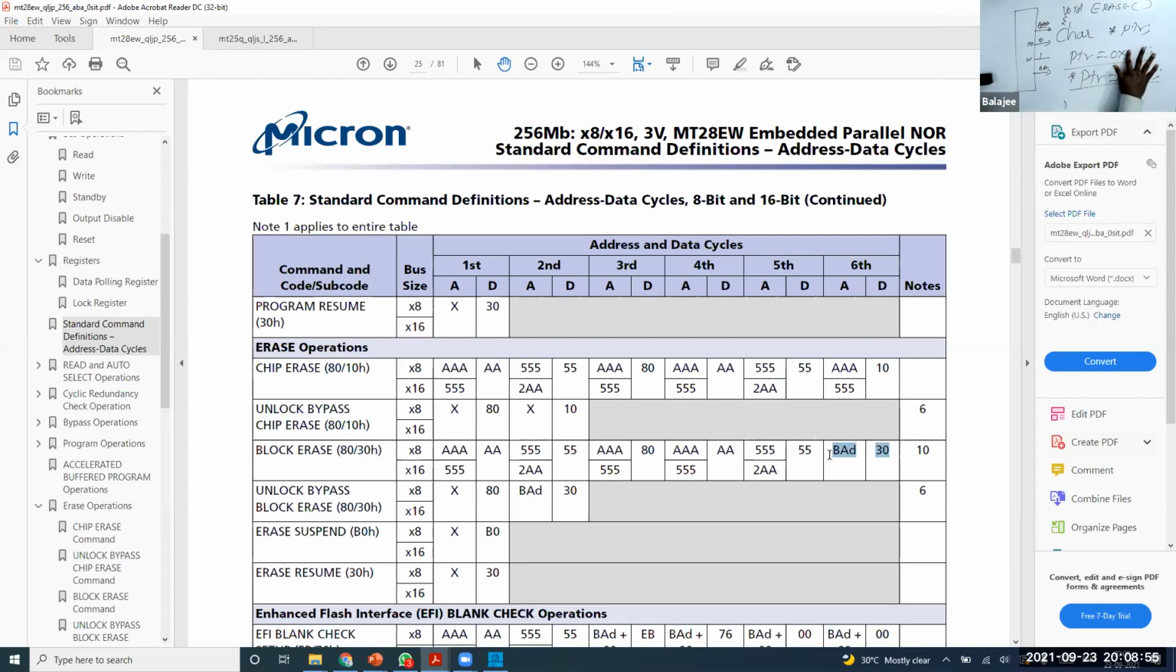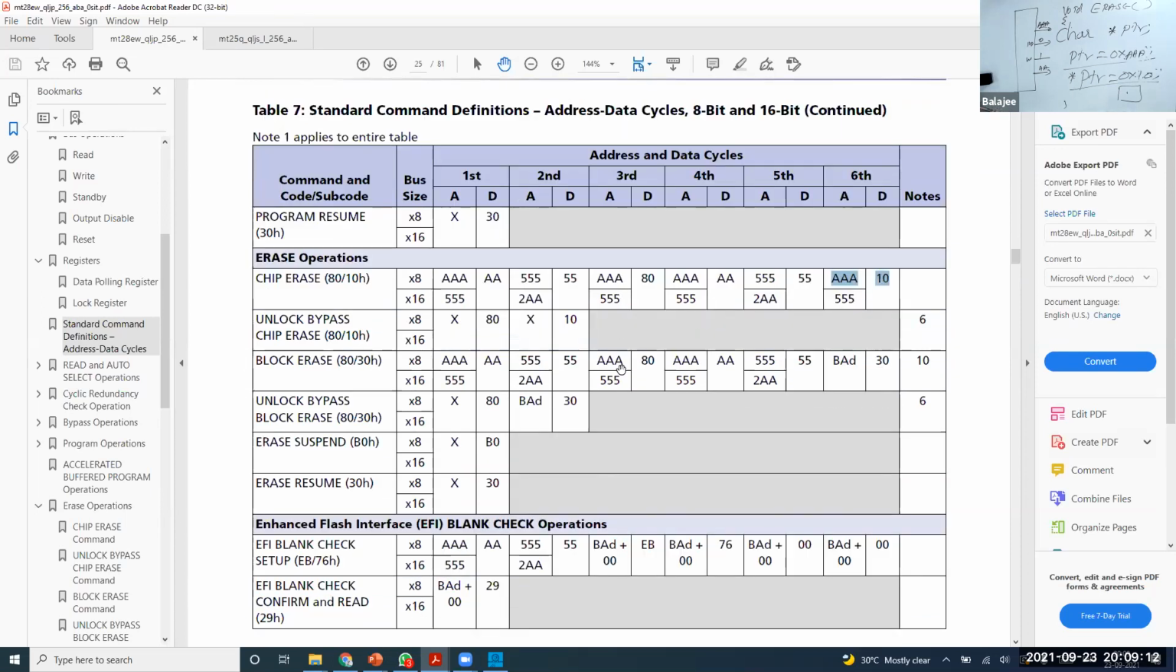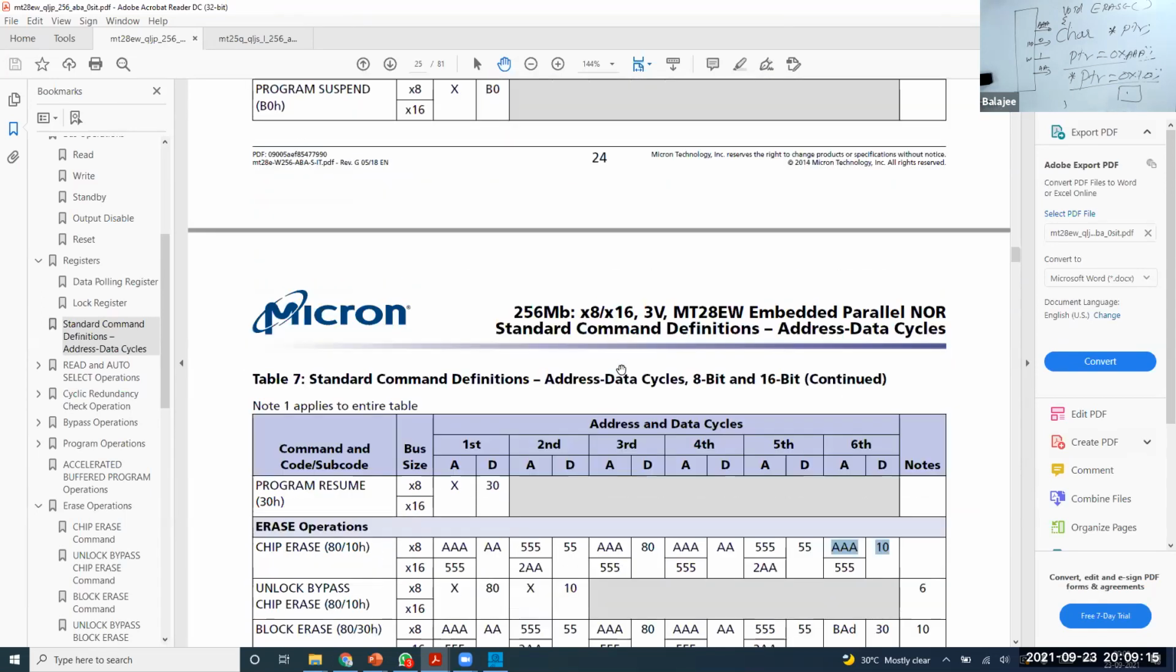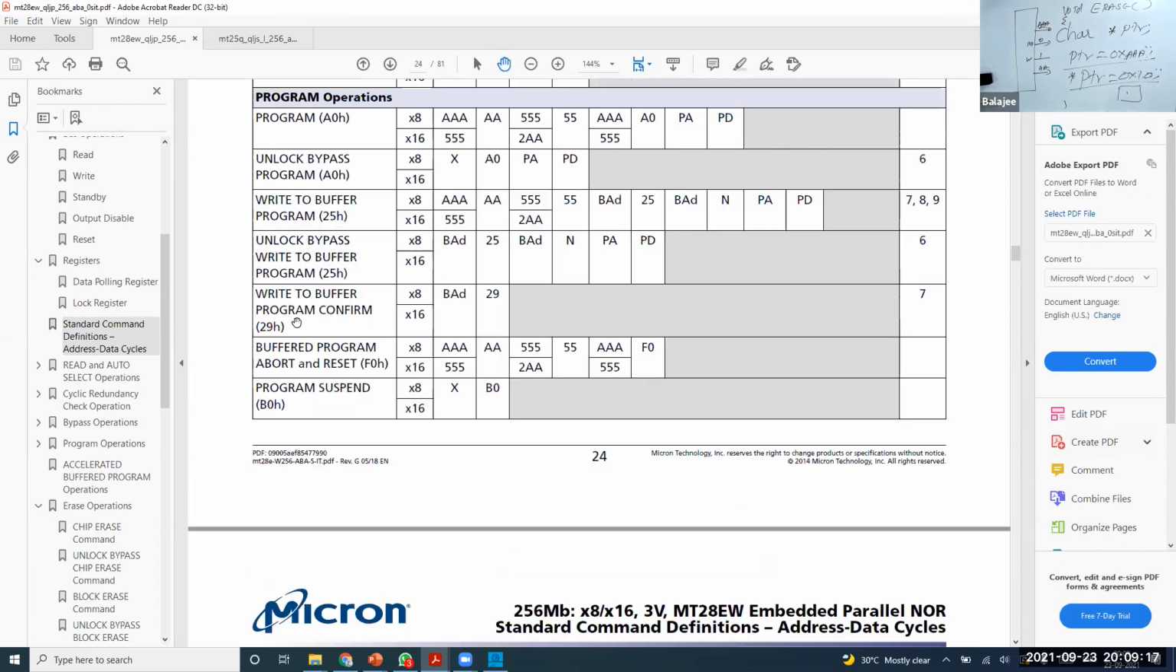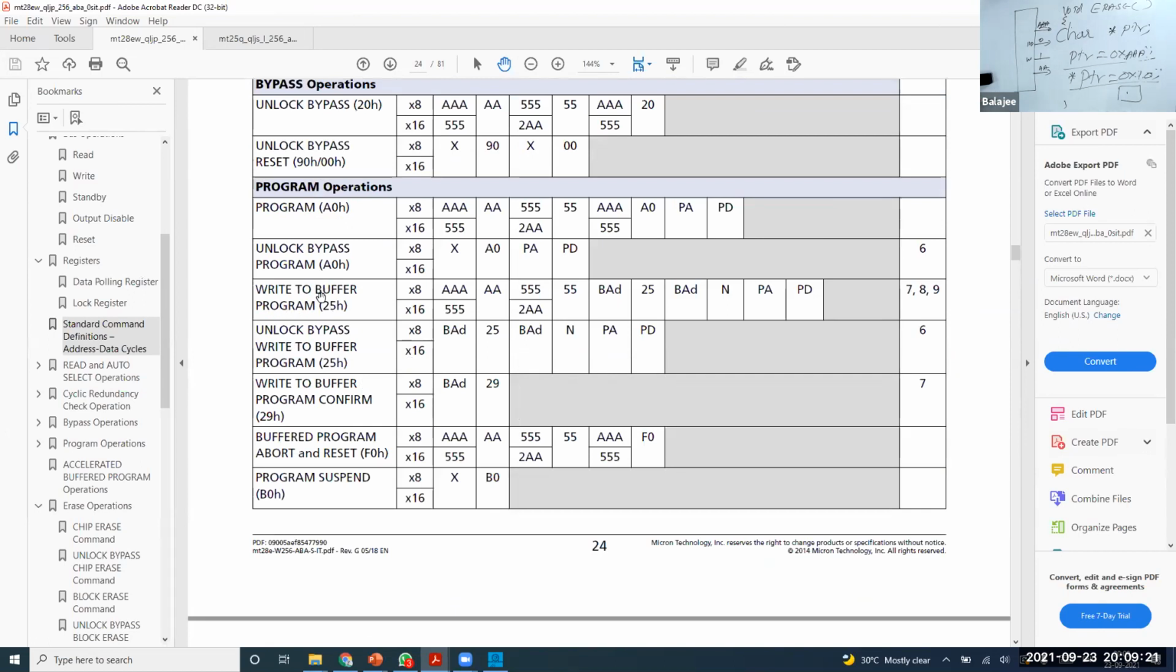But if I give the same thing, AAA and 10, because that is what is shown here, I'm just taking it. I'm not doing anything myself. There's no logic here. I am just following what the manufacturer has given. Like this, there are so many operations. If I want to write to the buffer, what should I do? Write to buffer: the address, the data. You write it and it will go there.